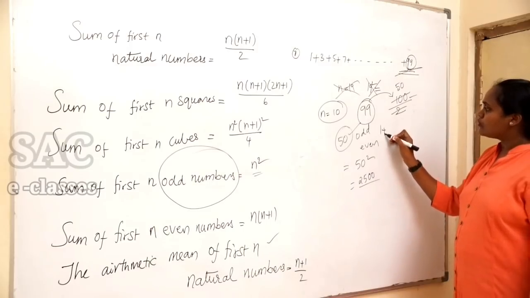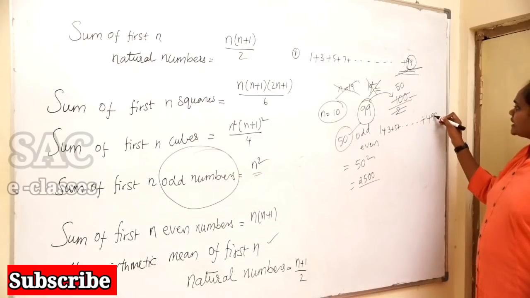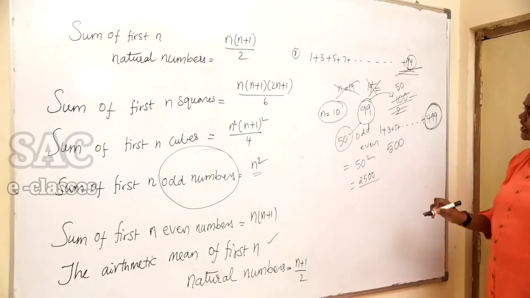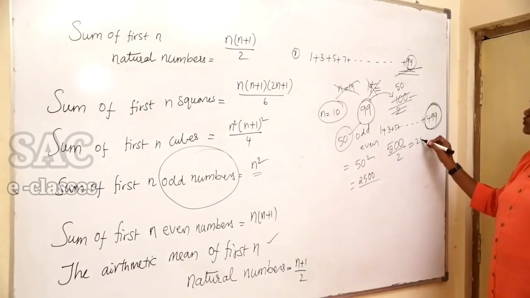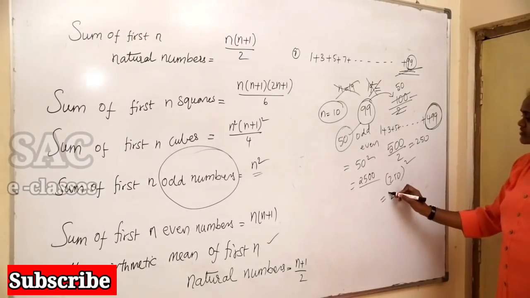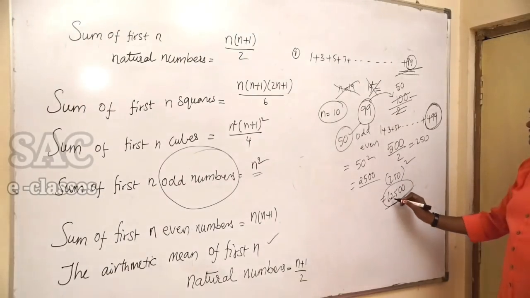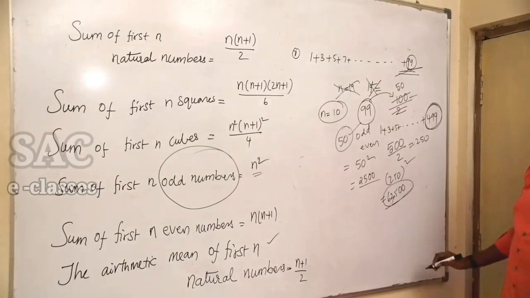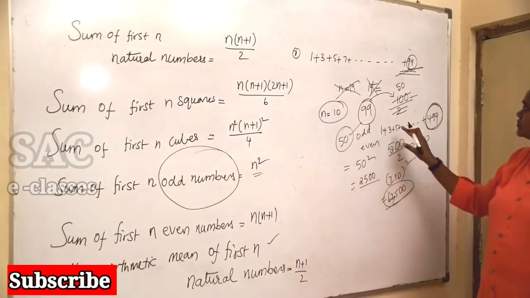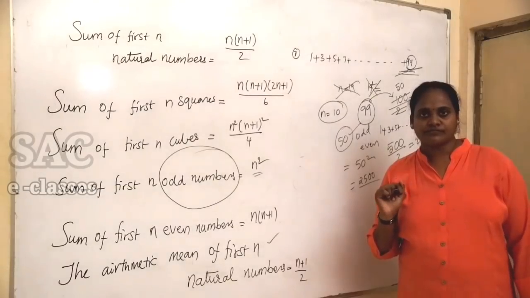Maybe if it is 1 plus 3 plus 5 and so on plus 499. You know that 499 is nearest to which even number? 500. 500 by 2 is 250. Then 250 whole square. 25 square is 625, then write 2 zeros. So 62,500 will be the sum of the odd natural numbers from 1 to 499. In that way we can find it.